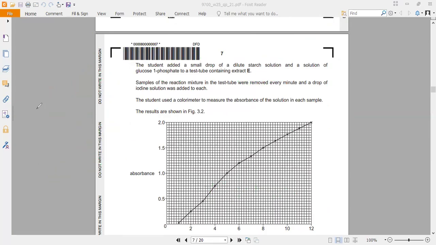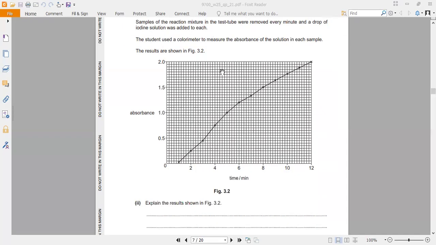The student added a small drop of a dilute starch solution and a solution of glucose 1-phosphate to a test tube containing extract E. Samples of the reaction mixture in the test tube were removed every minute and a drop of iodine solution was added to each. The student used a colorimeter to measure the absorbance of the solution in each sample. The results are shown in figure 3.2. So you can see the results over here in figure 3.2.